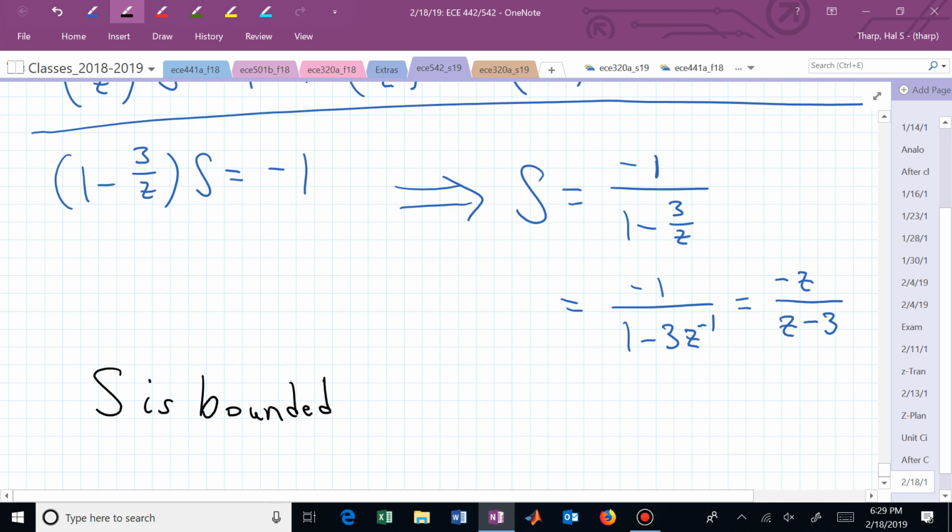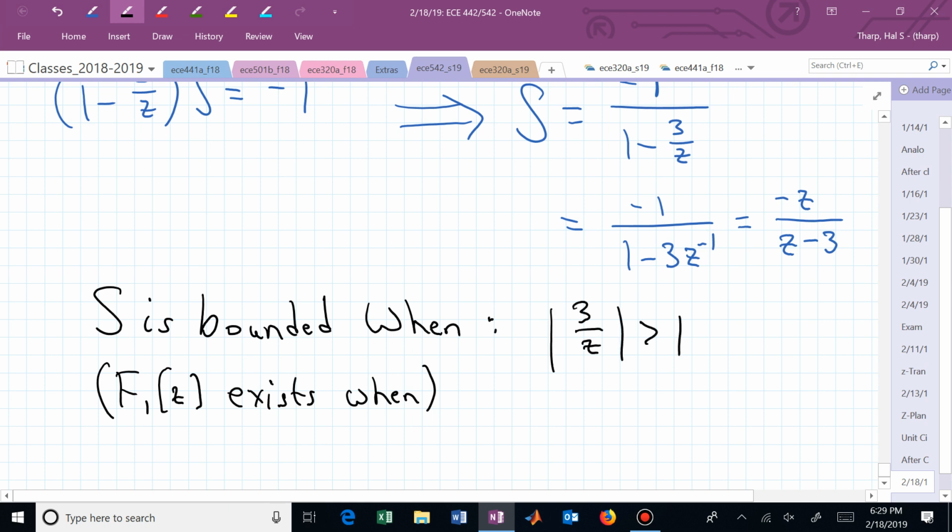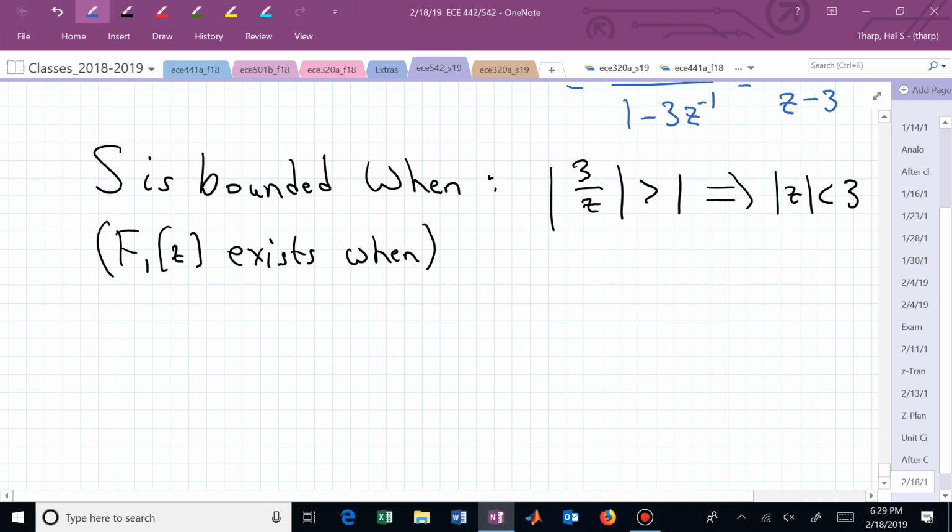S is bounded when, or we could say f sub 1 of z exists, when this common ratio magnitude 3 over z was bigger than 1, or when the magnitude of z is less than 3. Now we have the first piece.